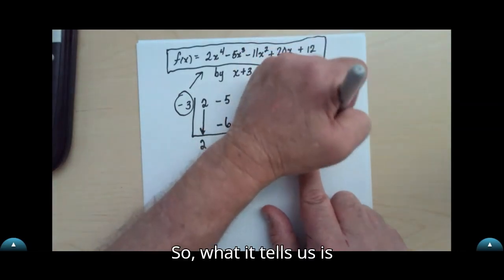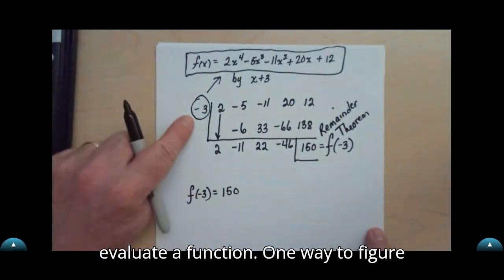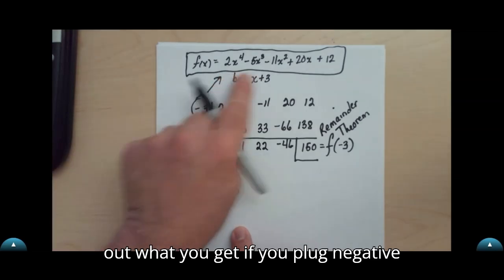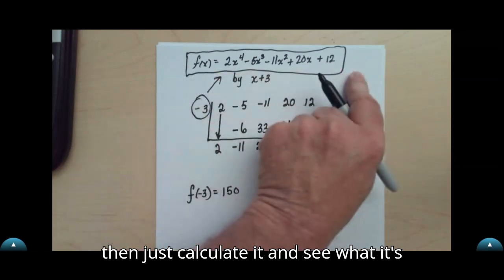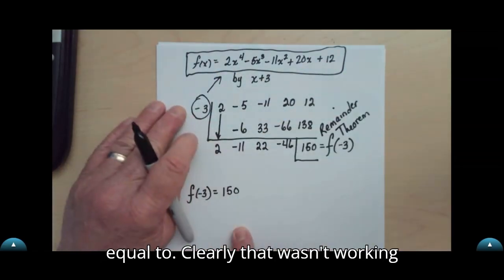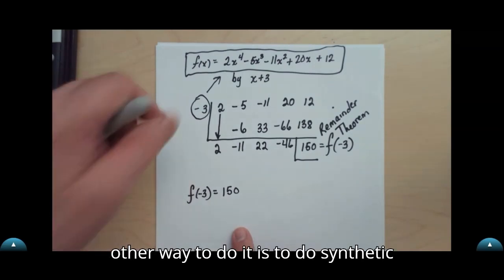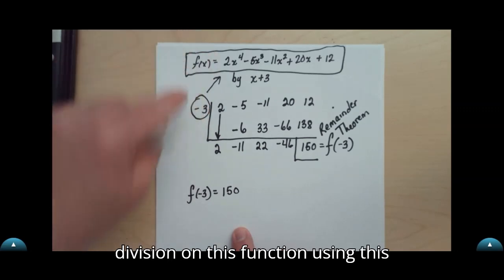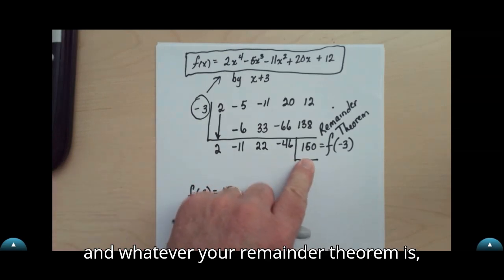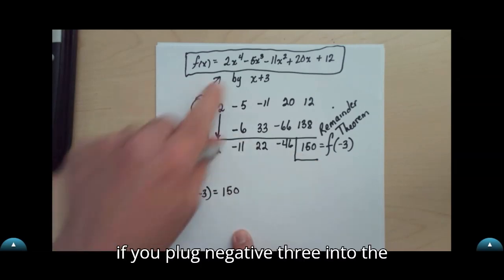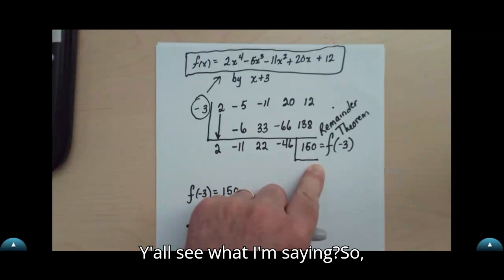So what it tells us is there's more than one way to evaluate a function. One way to figure out what you get if you plug negative 3 into this function is to literally plug negative 3 into the function and then just calculate it and see what it's equal to. Clearly that wasn't working great for y'all because y'all were taking a really long time to do that. The other way to do it is to do synthetic division on this function using this number, negative 3, on the outside, and whatever your remainder is, that's the same as the answer you'll get if you plug negative 3 into the function, and that's super fast to do. Y'all see what I'm saying?